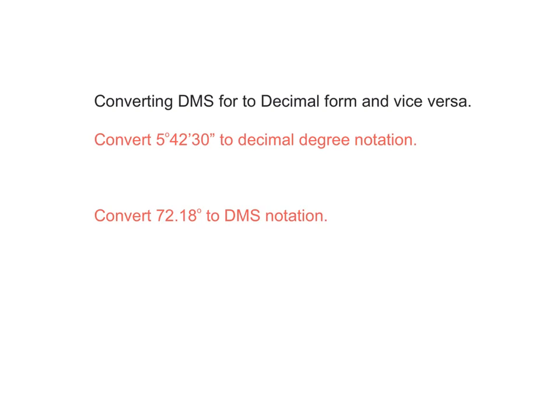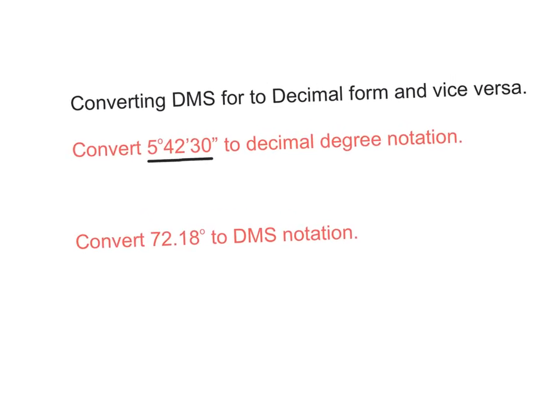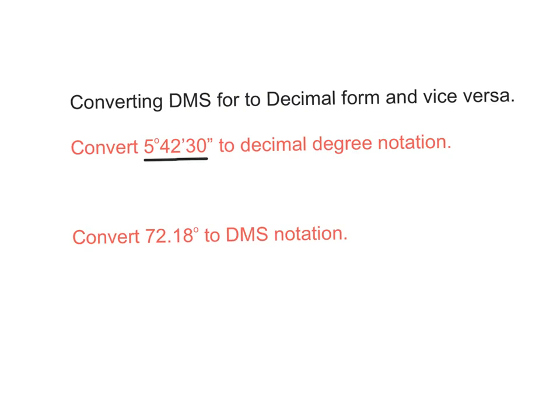Okay, converting DMS. DMS means degrees, minutes, seconds. This first problem right here is called degree, minutes, seconds form, or DMS form. You want to change it to a decimal. So all you do is this: you go 5 plus, this is 42 minutes, and it works just like an hour. 42 minutes out of 60 of another degree. And then 30 is like seconds, and you may not know this, but there are 3,600 seconds in a degree, or in an hour, same thing.